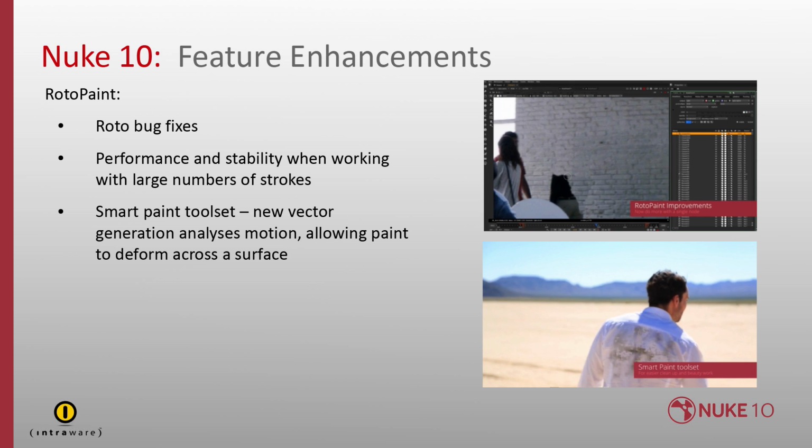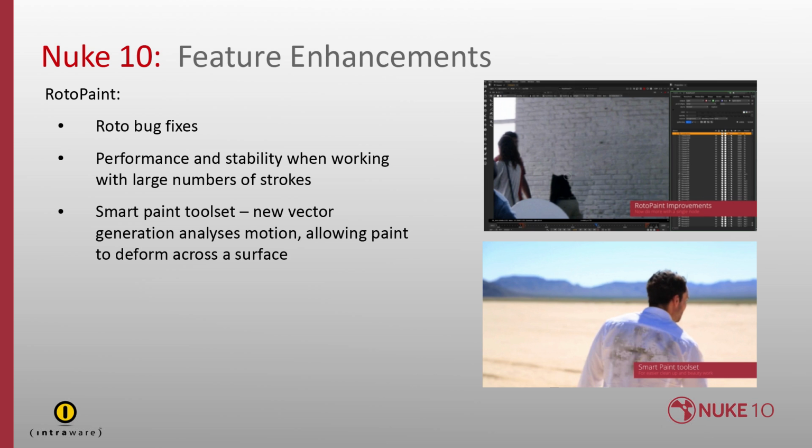In addition to this, during regular RotoPaint, the response time between clicking and putting a stroke down has been improved, offering a more interactive experience. One of the new features in Nuke 10 is the Smart Paint toolset. This analyzes the motion in a plate to generate a new type of vector. With this, paint patches can be deformed across a surface to match the original animation in the plate.